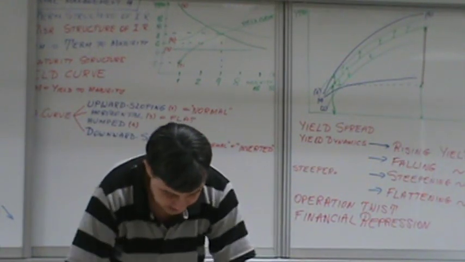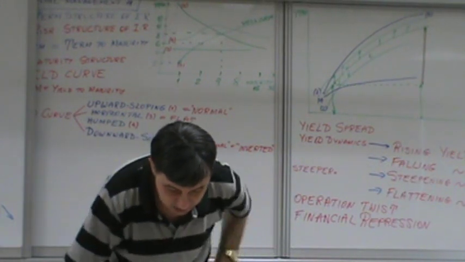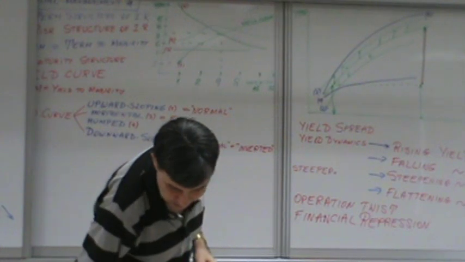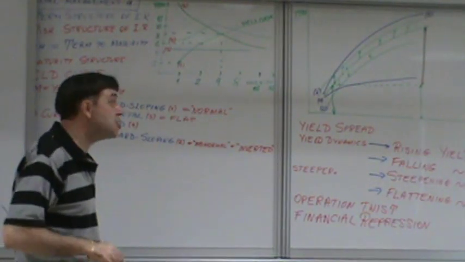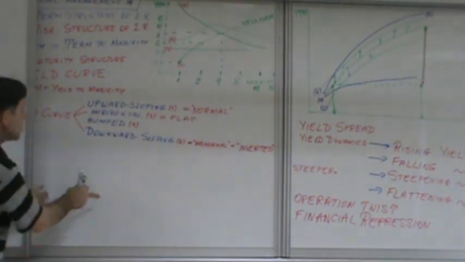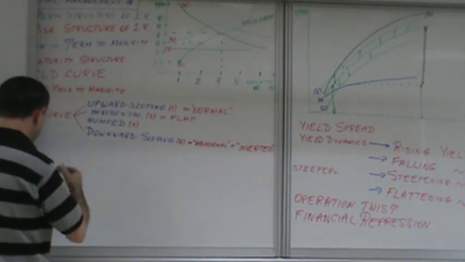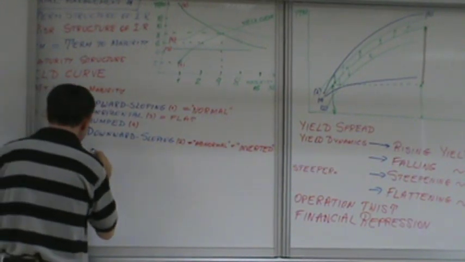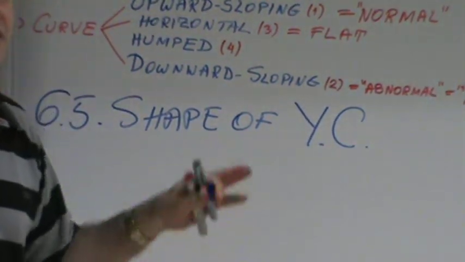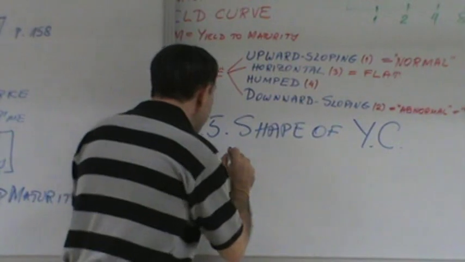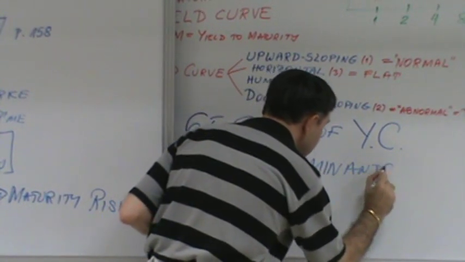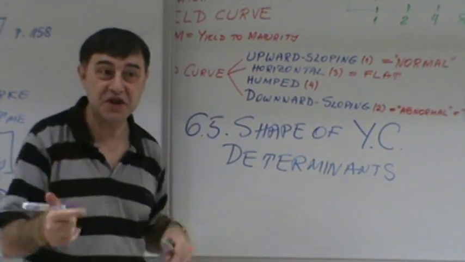All right, let's see what else we have. The yield spread, and that's it, using the yield curve to estimate future interest rates. Well, that's very simple. Let me switch over to section 6.5. What determines the shape? All I was telling you so far is the shape of the yield curve. This is what I've been doing for the last 40 minutes. And now we have determinants. Determinants of the shape. What determines the shape?